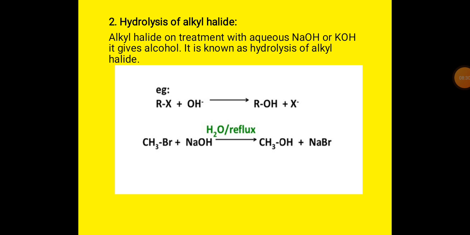Here there are so many examples. You all do it at home. Like, what happens when tertiary butyl bromide is treated with potassium hydroxide under reflux condition? You all have to comment the product of this reaction in the comment box of YouTube.